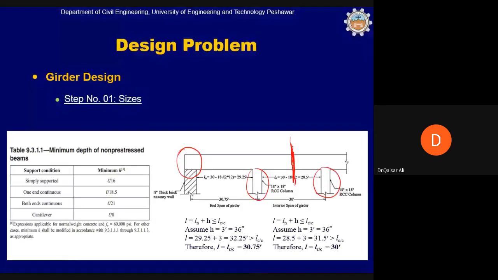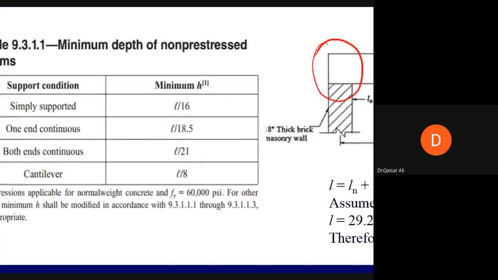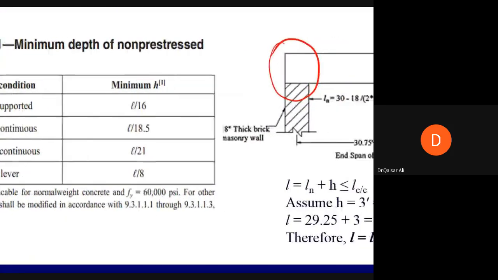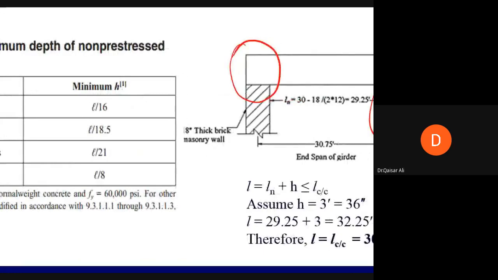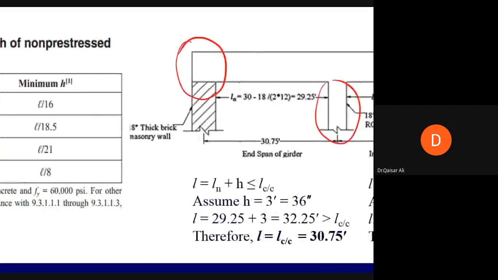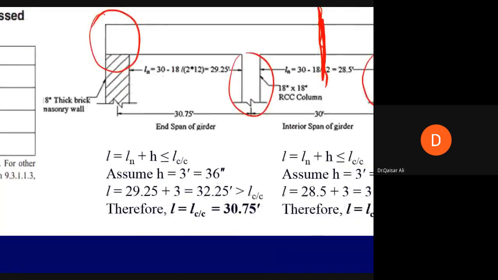So the equations remain the same. There is no difference from the design point of view between a girder and a beam. From the terminology point of view, we will call a beam a girder when it supports one or two more beams. Okay.